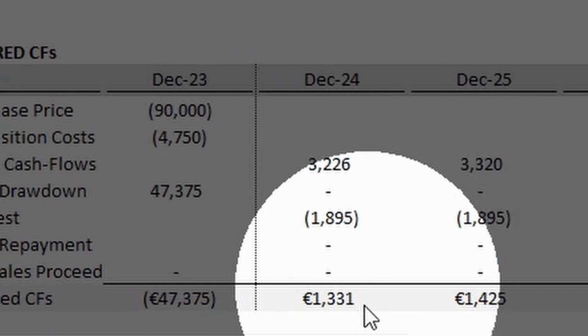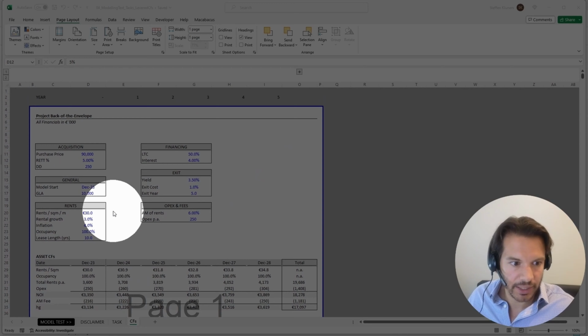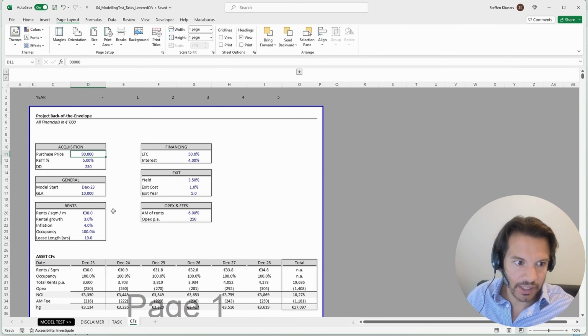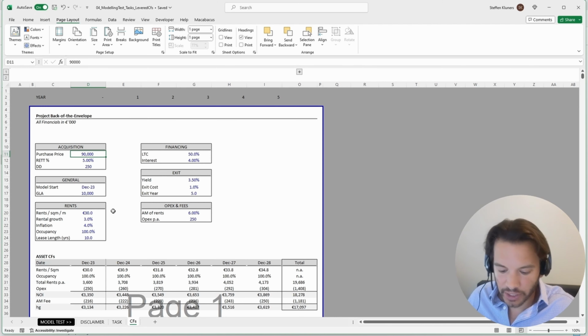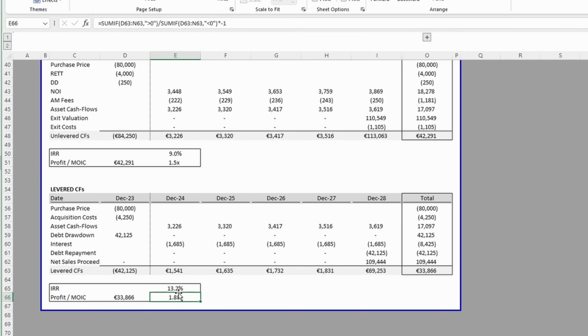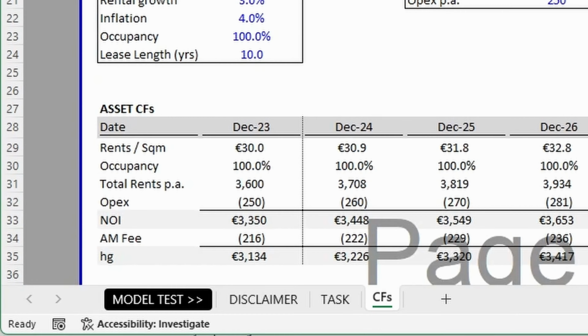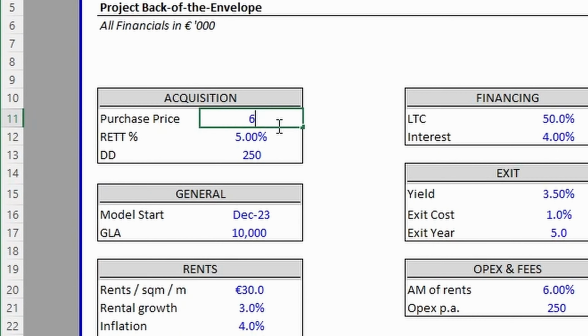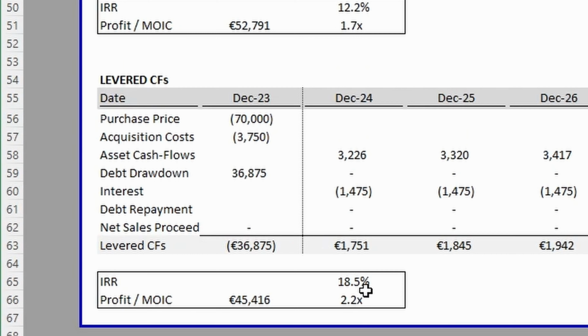But the question now is how much can they actually pay, right? And we can establish this by doing it via trial and error. So they can pay 90 million. What happens if they pay, let's say, 80 million? So now you can see, okay, our returns have gone up. They're 13.2%. Now let's say what happens if we pay 70 million, or here 70, not 700 million, 70 million. You can see the returns have gone up.